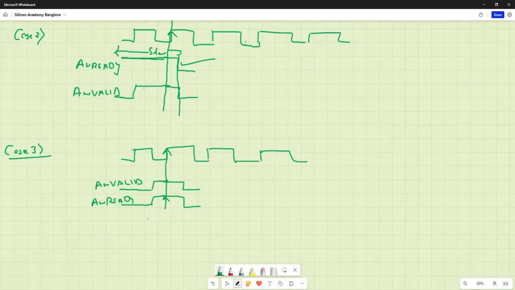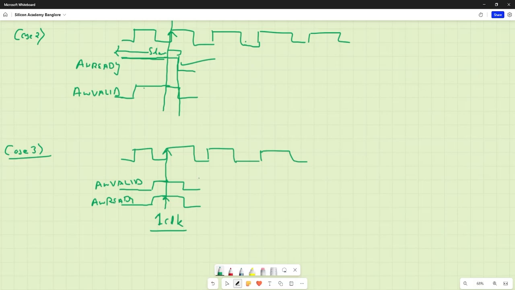So this is the most efficient way because nobody has to wait for each other. Neither is the master waiting for the slave to receive the information, nor is the slave waiting for the master to provide the information. Right? So here the transaction will happen in only one clock cycle, and this is considered to be the most efficient case for any AXI transaction to happen.